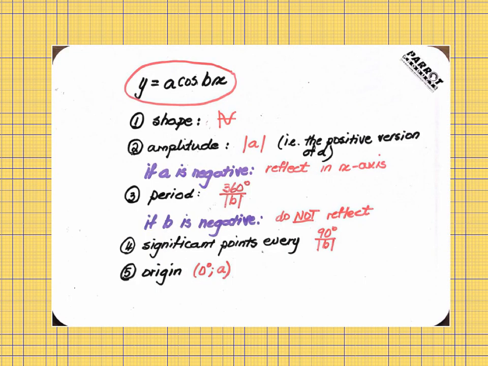There's your whiteboard note on the general function y is equal to a cos bx with a summary of how to work out your 5-point plan. And the next sketch graph that we'll be looking at is of the function y is equal to a tan bx.